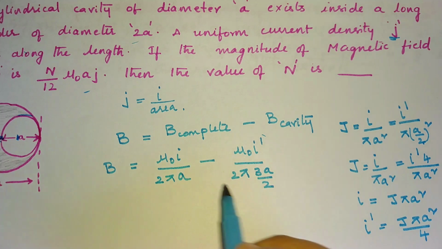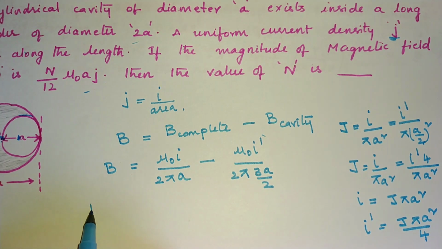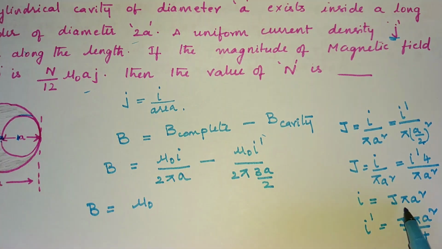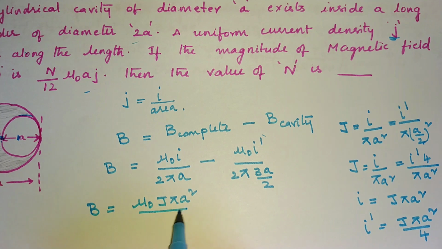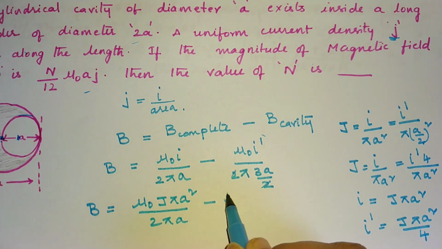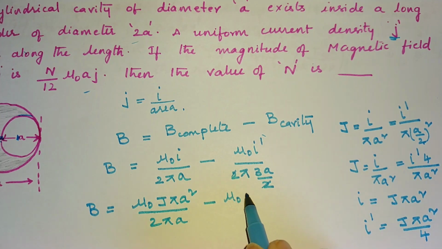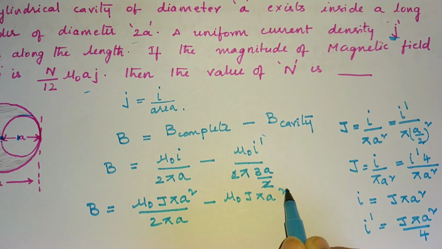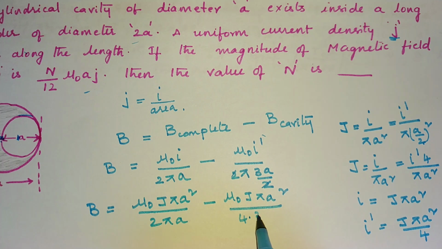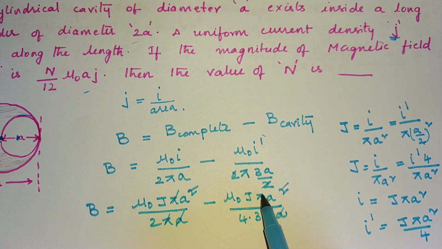So if I put these two conditions in my main relation, what will be the magnetic field? Mu naught, I am replacing I as J pi A square by 2 pi A, minus, this 2 I'll cancel, mu naught, I dash is J pi A square by 4 into 3 pi A. Simplify, square and A, pi gets cancelled. A gets cancelled and this pi also gets cancelled.